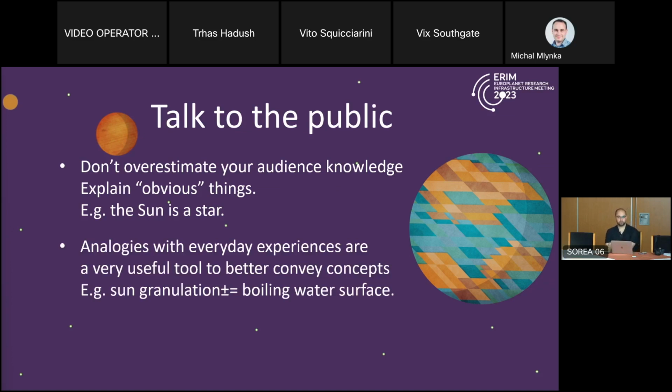Analogies are also a super useful tool to better explain something. If you are trying to explain granulation on the sun, you can say, you see water that is boiling in a pan, the surface is blurred. It's because the hot water is going up and the cold water is going down, making this convection movement. And then you can say the same happens in the atmosphere of the sun. So don't underestimate analogies with things that people know from everyday life. It's a super strong tool to carry your message and get people to better understand. They will maybe not understand 100%, but more than without any analogy.